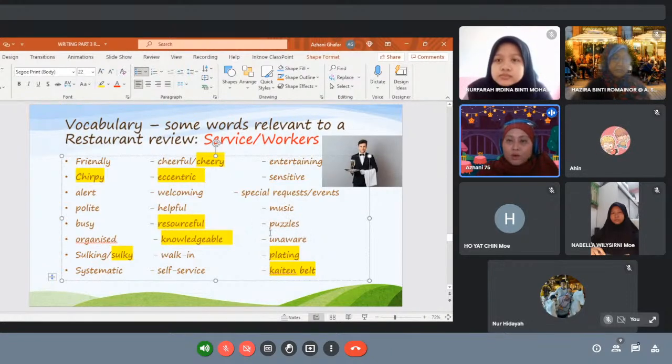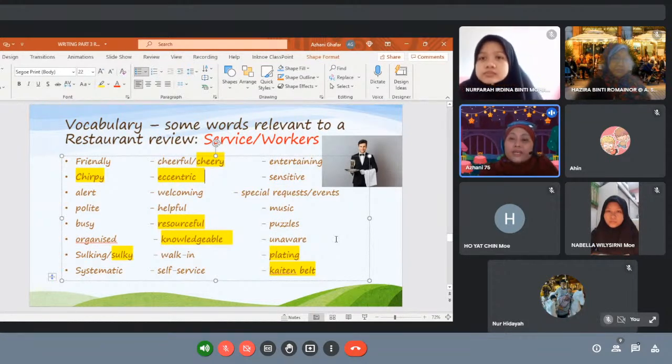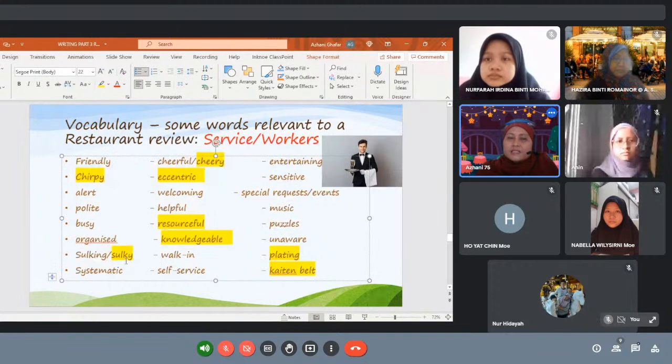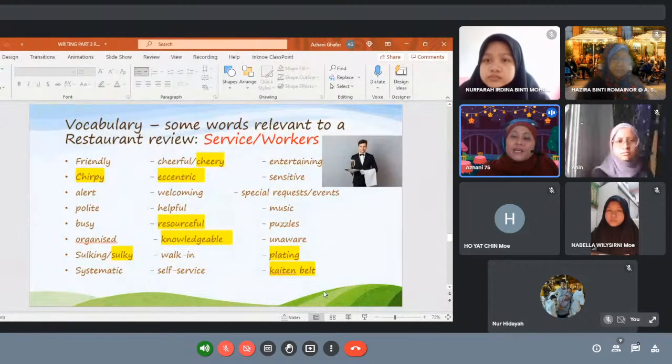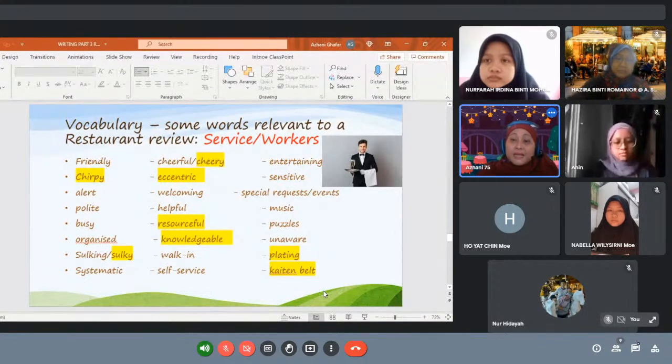Maybe some of you might wonder why this word puzzles is here. Some restaurants might provide children with some puzzles to keep them occupied, to keep them from running around in the restaurant. Okay, unaware. This is as opposed to alert. Alert is, the worker knows if something is wrong and can immediately act on it. Okay, plating. Maybe how you arrange the food on the plates, decorate the plate and so on.